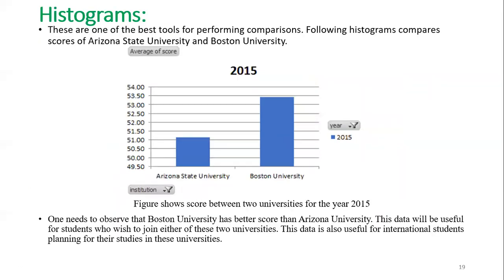So coming to the histograms, these are one of the best tools for performing comparisons. So the following histogram compares the scores of Arizona State University and Boston University. In this picture, we have taken institutions on the x-axis and the average of the score on the y-axis. This figure shows scores between the two universities for the year 2015. So one needs to observe that Boston University has a better score than Arizona University. This data will be useful for students who wish to join either of these two universities. This data is also useful for international students planning their studies in these universities.